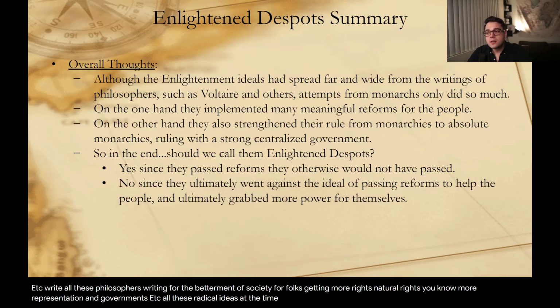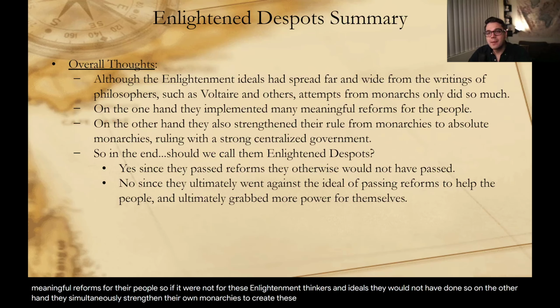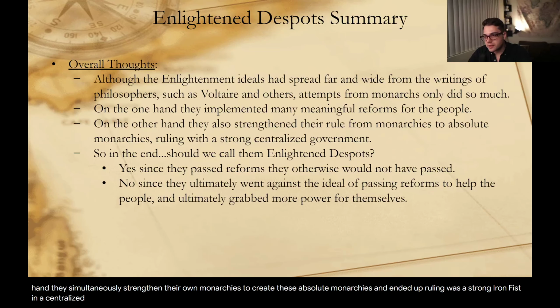On the one hand, some of these rulers were implementing meaningful reforms for their people. So if it were not for these Enlightenment thinkers and ideals, they would not have done so. On the other hand, they simultaneously strengthened their own monarchies to create these absolute monarchies and ended up ruling with a strong iron fist and a centralized government. And so in the end, could we truly call all of these individuals enlightened despots?